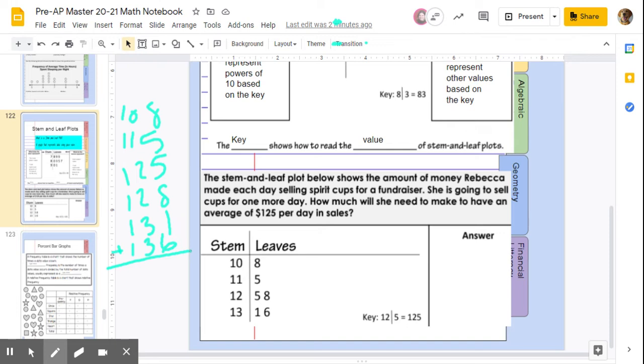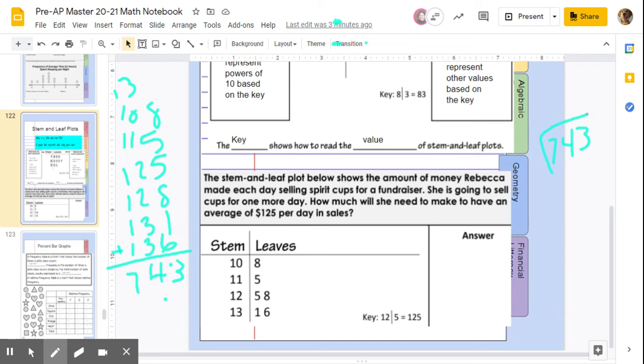we are going to get 8 plus 5 is 13, plus 5 is 18. 18 plus 8 is 26, plus 1 is 27, plus 6 is 33. 3 plus 0 is 3, plus 1 is 4, plus 2 is 6, plus 2 is 8, plus 3 is 11, plus 3 is 14. And then 1, 2, 3, 4, 5, 6, 7. So right now we have 743.